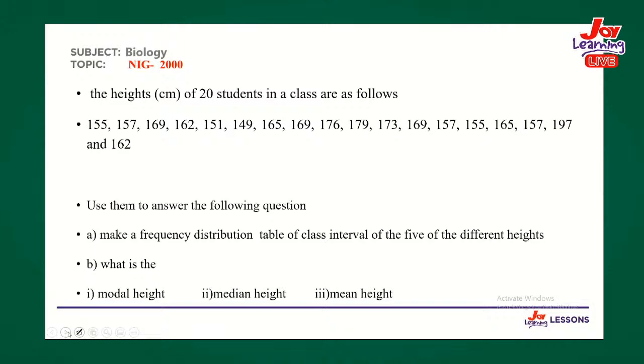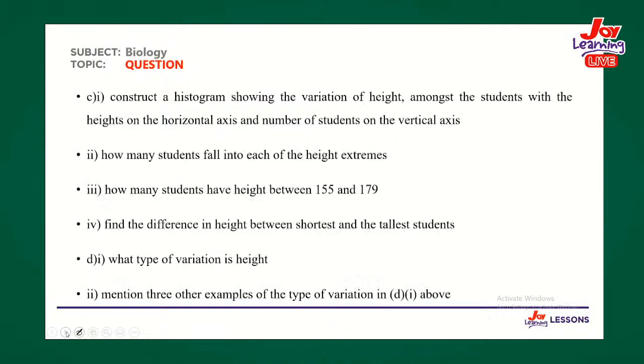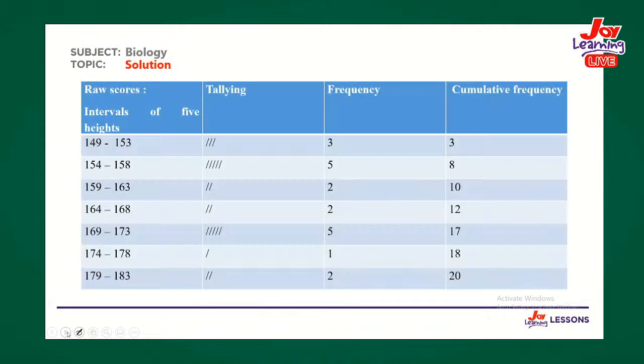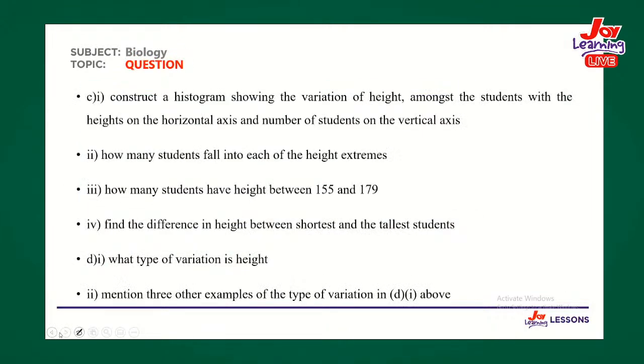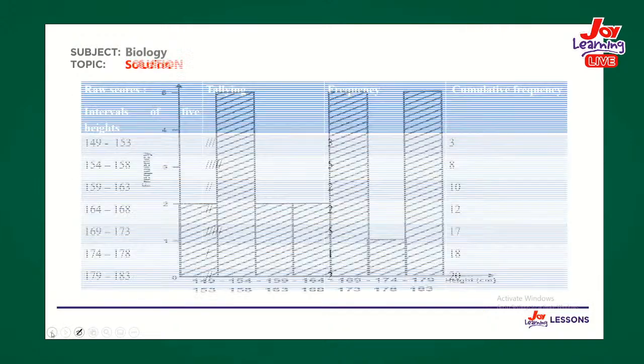So this is pure mathematics. Then construct a histogram. How many students fell in each of the height extremes? Then they went on to find the difference in the height between the shortest and the tallest student. What type of variation is the height? Many, many questions. Let's see what we expected of you.